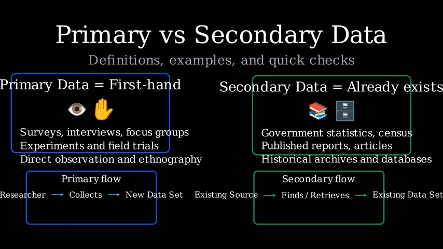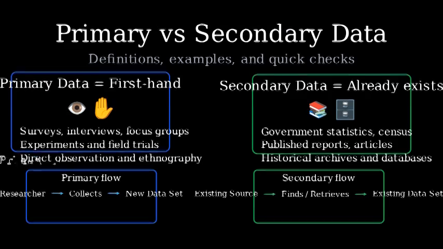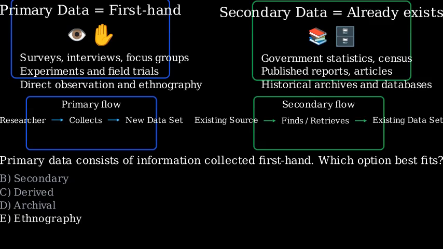Primary data consists of information collected firsthand. Which option best fits? Options are A. Secondary, B. Derived, C. Archival, D. Ethnography. The correct answer is Ethnography, because ethnographic data are collected firsthand through observation and participation.